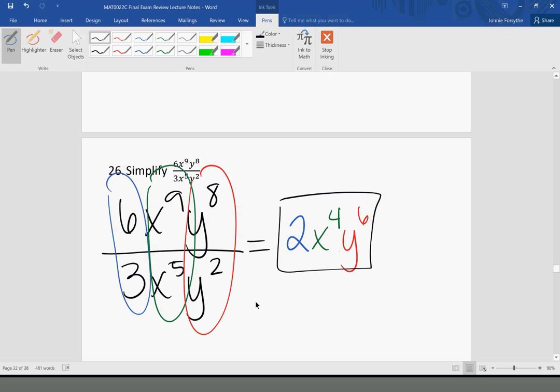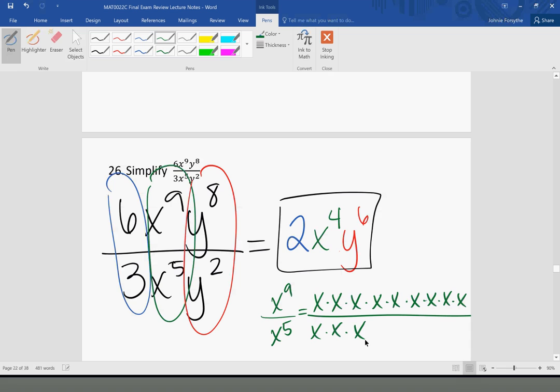And just so you know why we're doing that, let's look at, say, the x one. So x to the 9th over x to the 5th. That's the same thing as x 9 times, 1, 2, 3, over 5 x's. And if we cross out where they cancel, how many is left over? 4 at the top. So that's why we do what we just did. But that's your final answer: 2x to the 4th, y to the 6th.